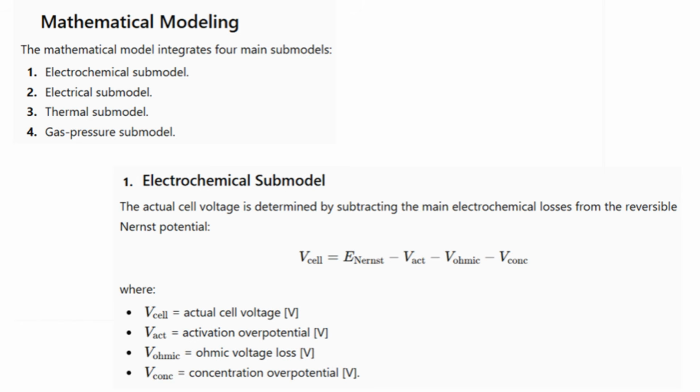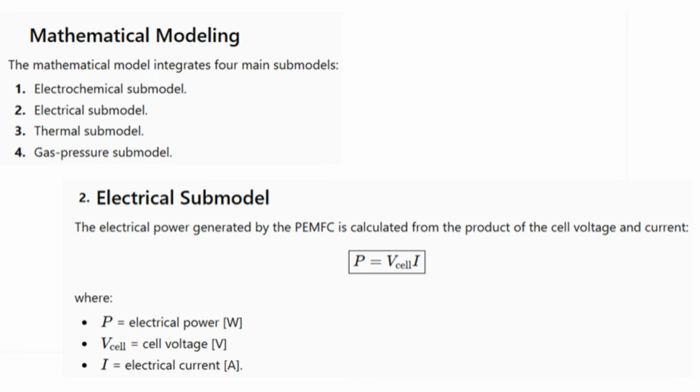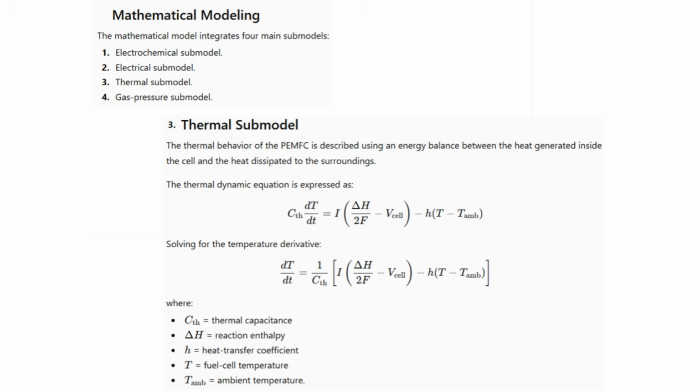Mathematical modeling and implementation. Continuing with the work, the mathematical model is divided into different submodels. First is the electrochemical submodel, which allows for the calculation of voltage by accounting for the reversible potential and electrochemical losses. Next is the electrical submodel, used to calculate the generated power. This is obtained by multiplying voltage by current. A thermal submodel is also incorporated, establishing an energy balance between the heat generated during operation and the heat dissipated.